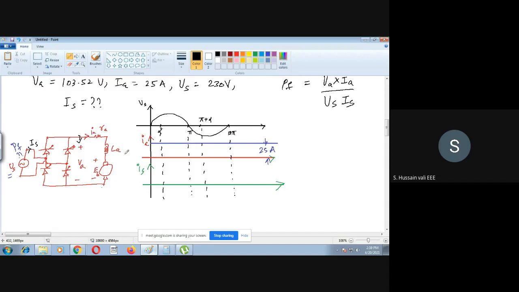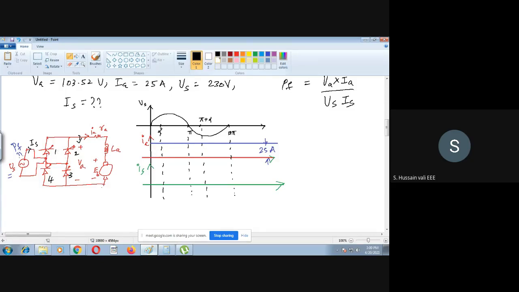This pi plus alpha. So if you recall very well, it's continuous conduction. In the continuous conduction, you have thyristor 1, thyristor 2, thyristor 3, thyristor 4. First, thyristors 1 and 3 will be on for the positive half cycle. That is, at alpha, you trigger thyristors 1 and 3.